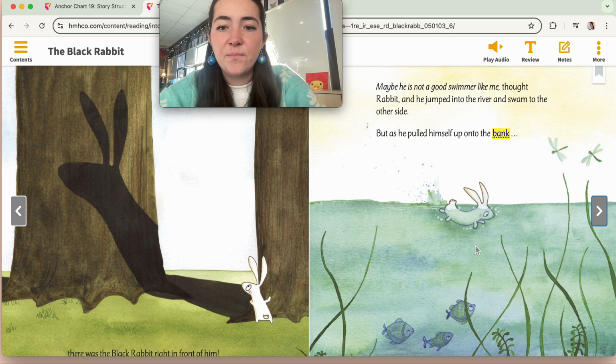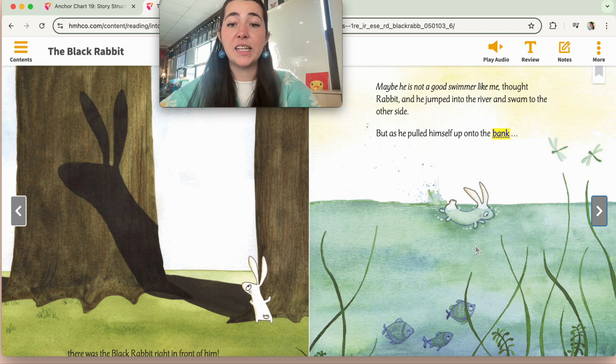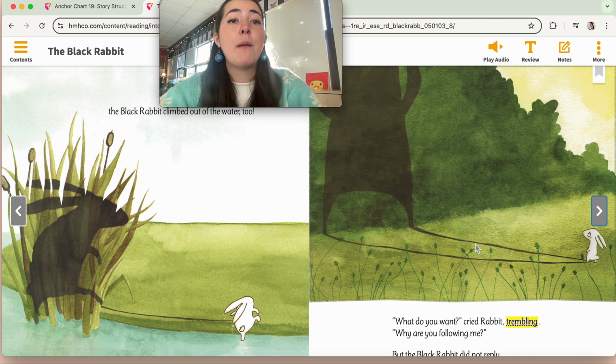So let's try again. "Maybe he's not a good swimmer like me," thought Rabbit, and he jumped into the river and swam to the other side. But as he pulled himself up onto the bank, the Black Rabbit climbed out of the water too.